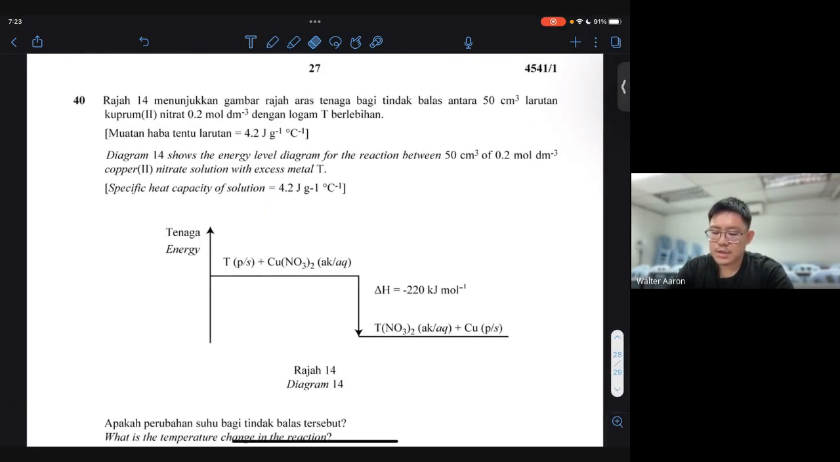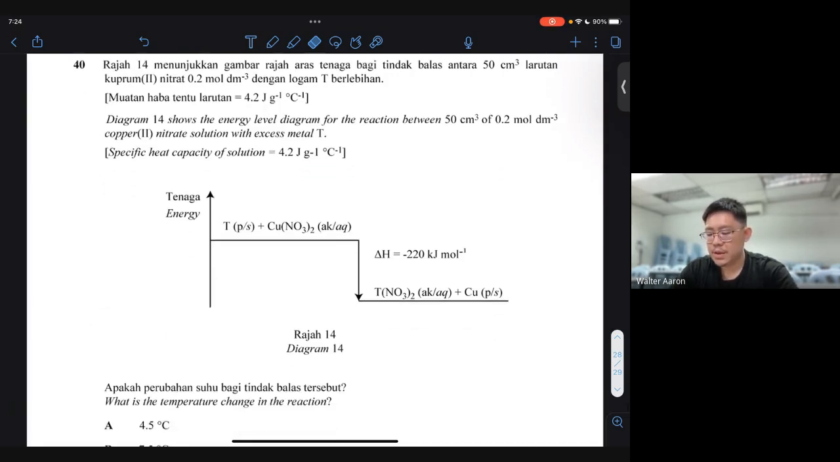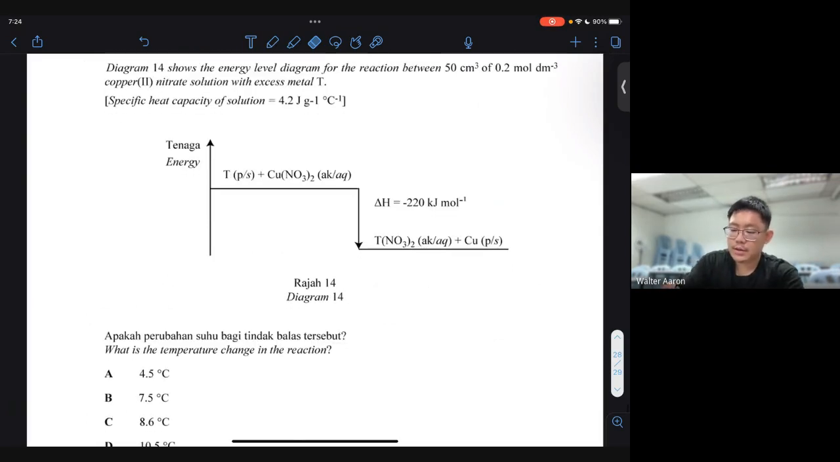Diagram 14 shows the energy level diagram for the reaction between 50 cm³ of 0.2 mol/dm³ of copper(II) nitrate solution with excess metal T. They give you the information where the specific heat capacity of the solution is 4.2 joules per gram per degree Celsius. So what happens here is that they want you to calculate the temperature change of the reaction.